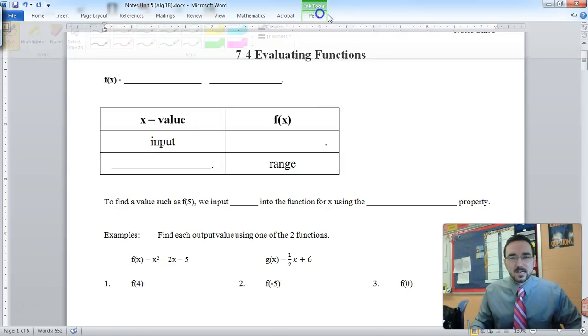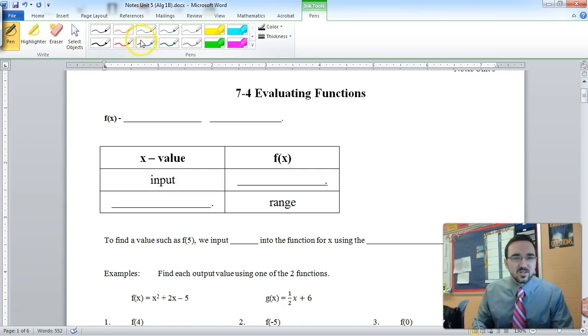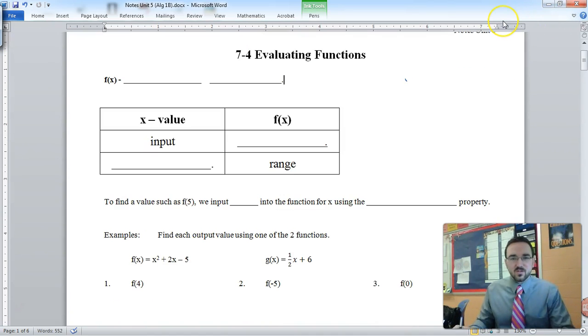So today we're going to be talking about 7-4, which is evaluating functions. This is pretty simple. You already know how to do this. I talked about it briefly in one of the previous videos, where we started talking about evaluating for the range when we're given a function. This is the same exact idea. We're just going to be evaluating functions the whole time.